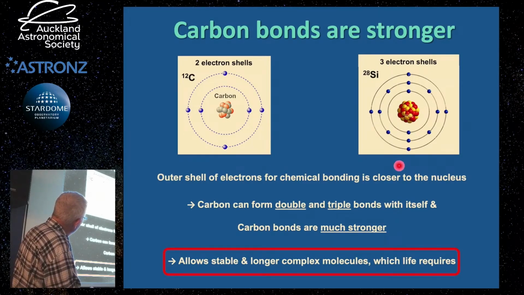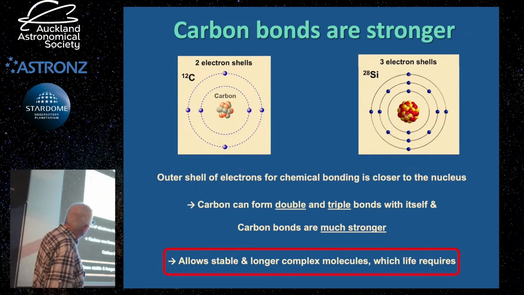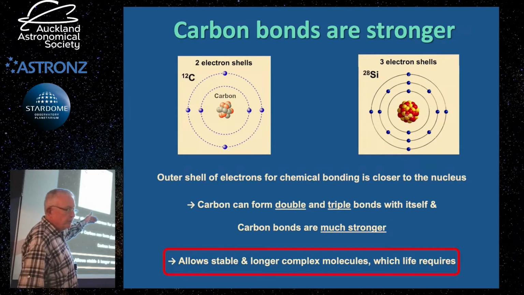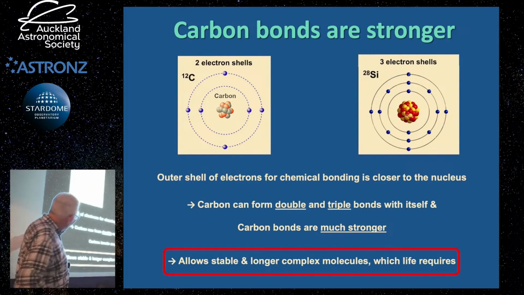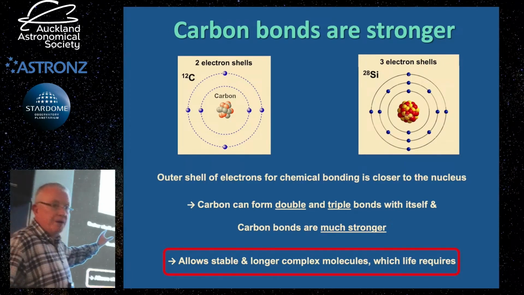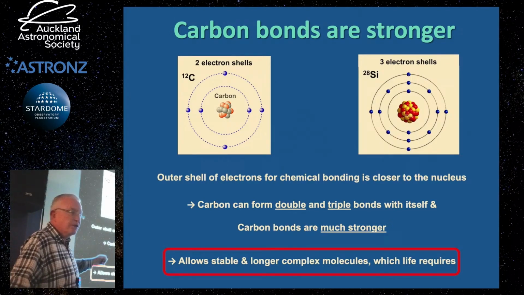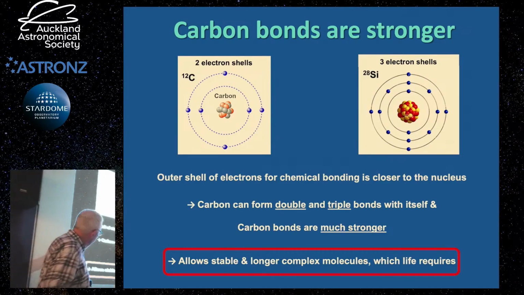Silicon's got 4 in its outer shell as well, but because of its higher atomic number, it's got another shell in between. Its outer shell, where its electrons form its chemical reactions, is 1 level out. And of course, negative electrons are attracted to the positive nucleus. They're in there more snug. So the outer shell of the electrons for chemical bonding is much closer to the nucleus in carbon. So those bonds are naturally going to be stronger.